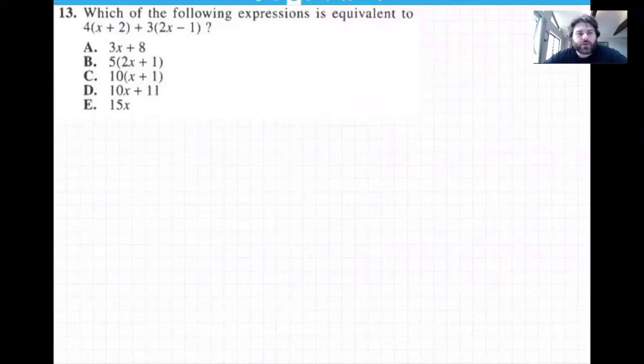This one is number 13. Which of the following expressions is equivalent to 4 times (x + 2) plus 3 times (2x - 1)? All right, take a second to pause the video and work the problem.